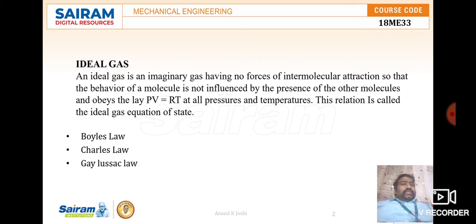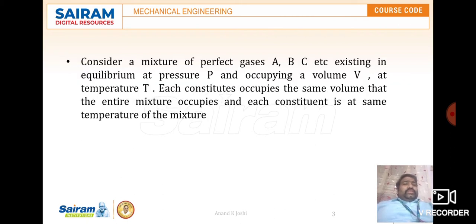Once you understand this, an ideal gas is one that obeys all the gas laws. Let us understand what we mean by an ideal gas mixture. Suppose you take a mixture of perfect or ideal gases of different types, like carbon dioxide, nitrogen, hydrogen, say A, B, C. It exists in equilibrium at pressure P, occupying a volume V at temperature T. Each constituent occupies the same volume as the entire mixture, and each constituent is at the same temperature as the mixture. This is what we call a perfect gas mixture.